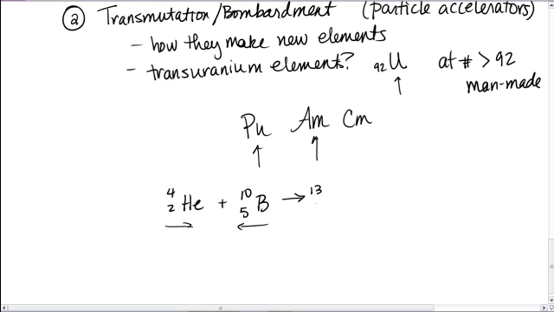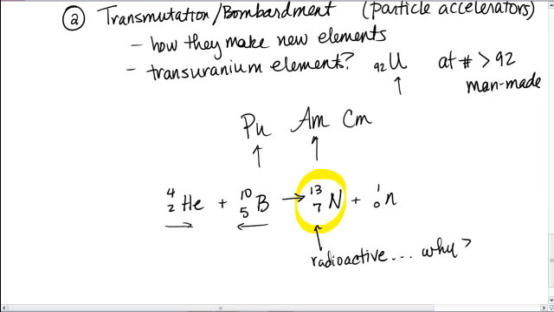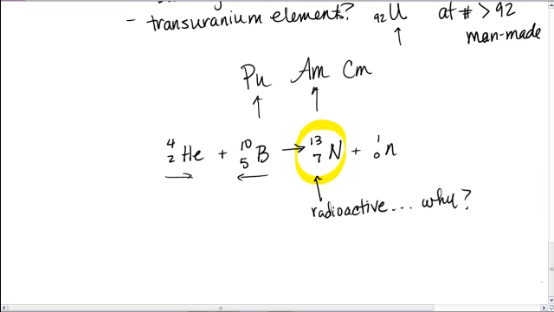Okay, 13 and 7, nitrogen. And so we basically put these two smaller things together and we get something larger. And this also gives off a neutron, which is not unusual. And of course, this particular one is giving a radioactive product. Do you know why? Okay, so that is transmutation.